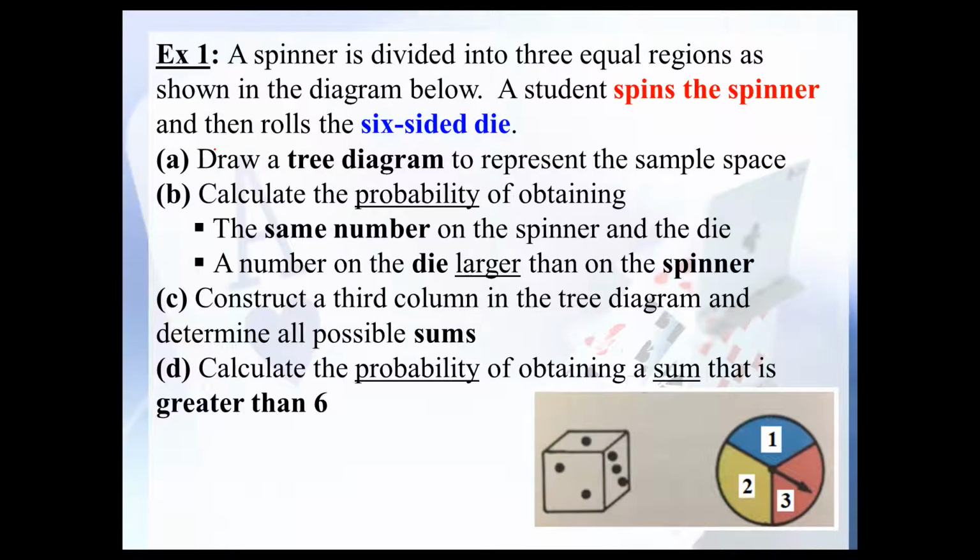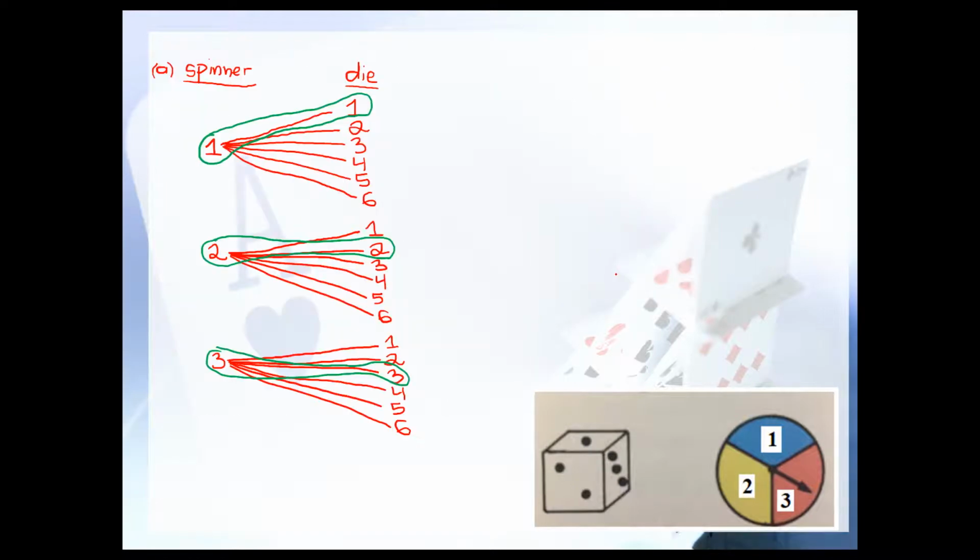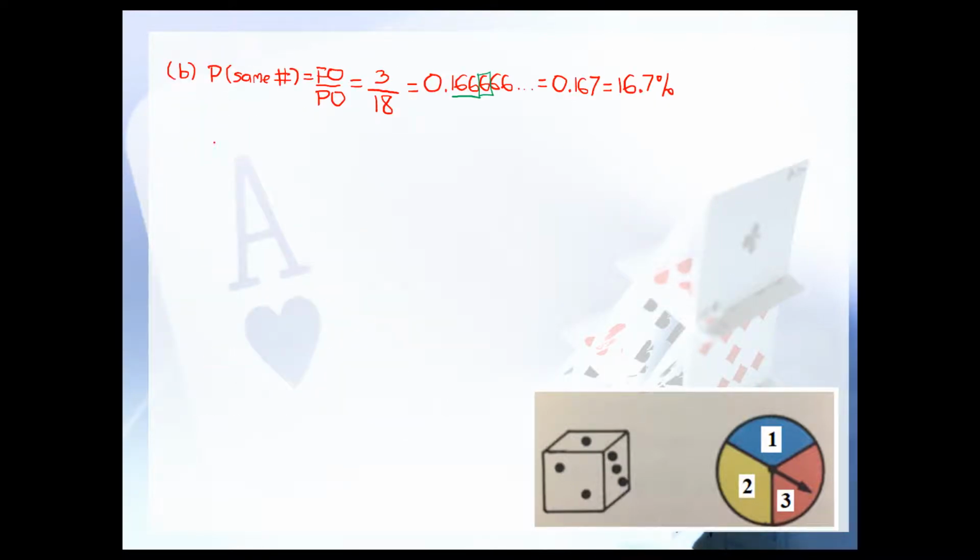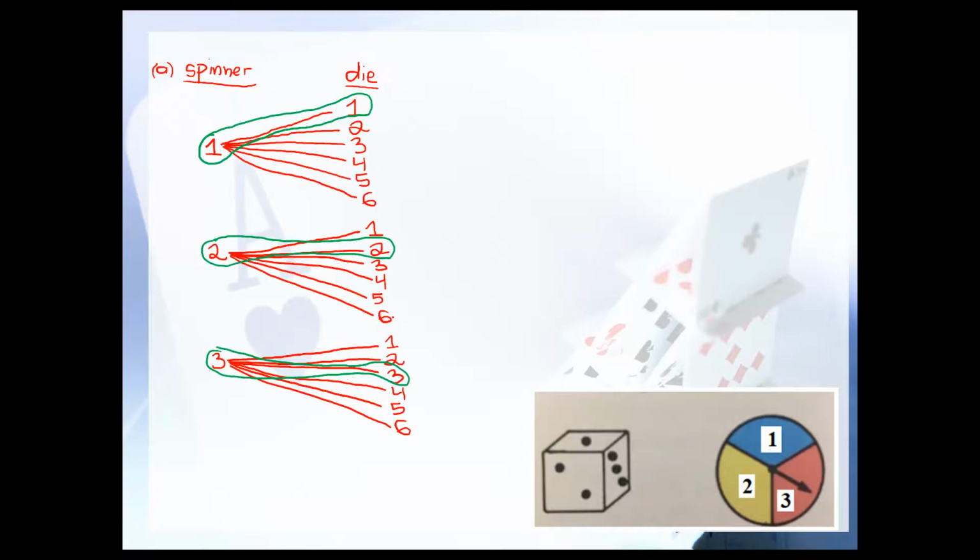Okay. It says also calculate the probability of obtaining a number on the die that is larger than the number on the spinner. Okay, so again, let's set up our calculation. We'll go back and actually figure out what this is. So we'll say the probability of obtaining a number on the die that is bigger than a number on the spinner is going to be equal to the number of favorable outcomes divided by the number of possible outcomes. The number of possible outcomes doesn't change. It's still 18.